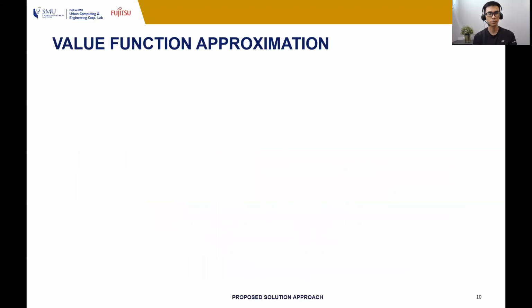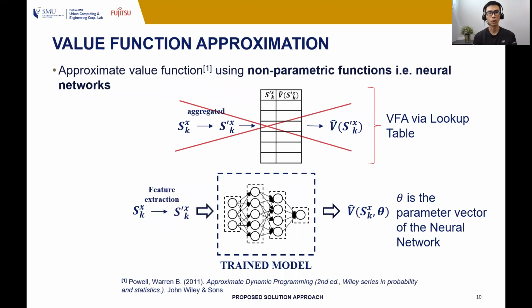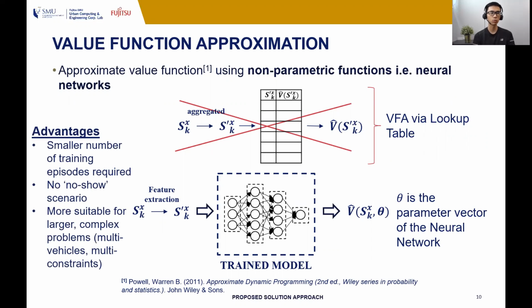So for the value function approximation here, we propose a non-lookup table one. We propose a neural network based approach with theta as the parameter vector to be learned. The reason being we propose a neural network base is because the problem we are addressing is considered a large and complex problem because we involve multiple vehicles and multiple constraints. Lookup table based will not be too stable because in lookup table based you need to encounter almost all possible states in order to get a corresponding value function.